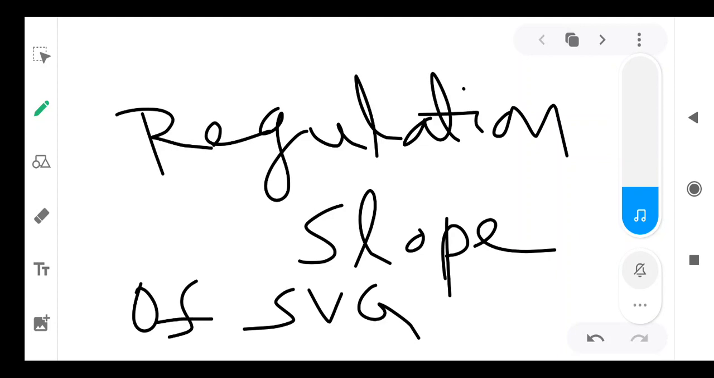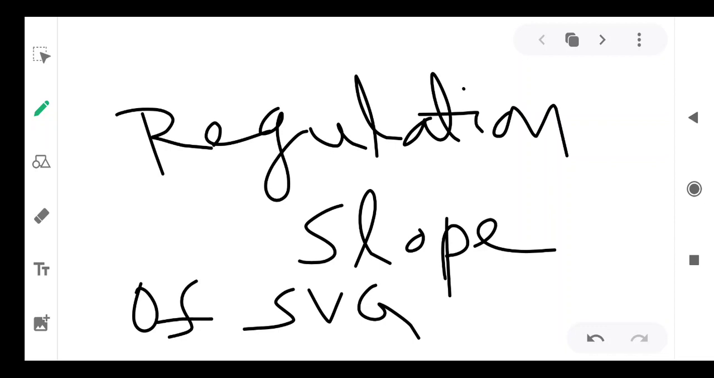In today's class, let us understand the regulation slope of SVG, both STATCOM and SVC. How to implement the regulation of the voltage. By allowing the slope, the terminal voltage is allowed to be smaller than the nominal value, that is the reference value, at full capacitive compensation, or it is also allowed to be a higher value than the nominal value at full inductive compensation. That is the definition of slope or droop.